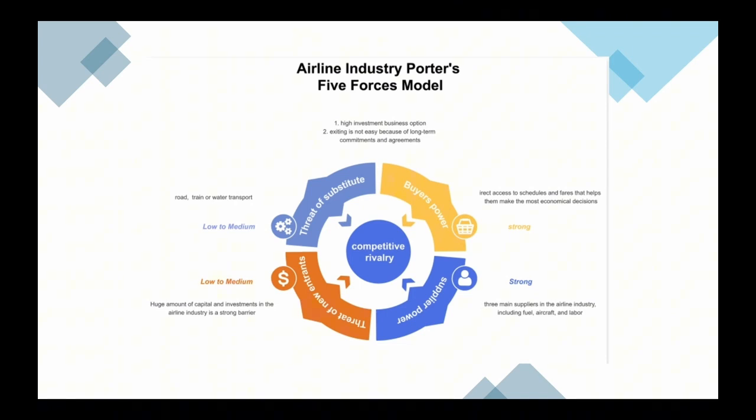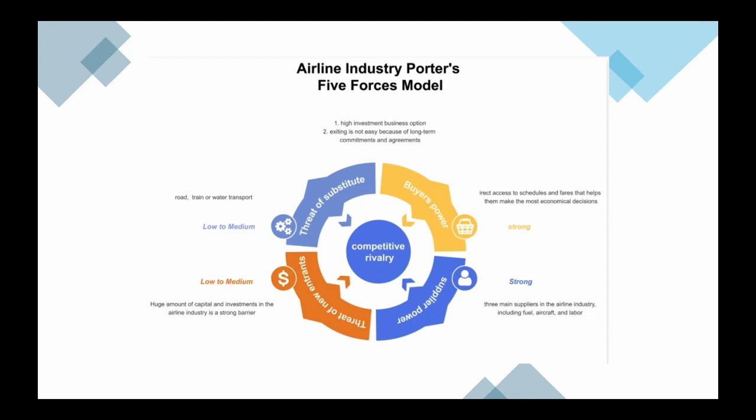وفي عندكم threat of new entrants هي low to medium لأنه كتير صعب إنكم تفتحوا airline كبيرة لأنه huge amount of capital and investments in the airline industry is a very strong barrier. يعني إنه بتحتاج كتير مصاري. Threats of substitutes is low to medium. يعني مثلا الroad والtrain or water transport مش كتير الناس بيستخدموها قد الايرلاين. يعني الناس بيحبوا أكتر إنه يسافروا بالطيارة.